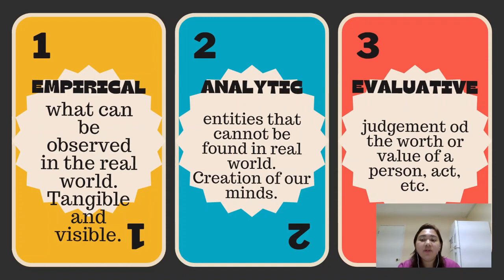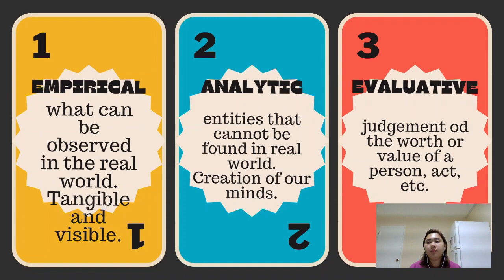To simplify terms, everything that is tangible and visible is empirical. In addition, the traits, characteristics, and functions that members must possess are also observable in the same way, tangible and visible. Next, we have analytic.